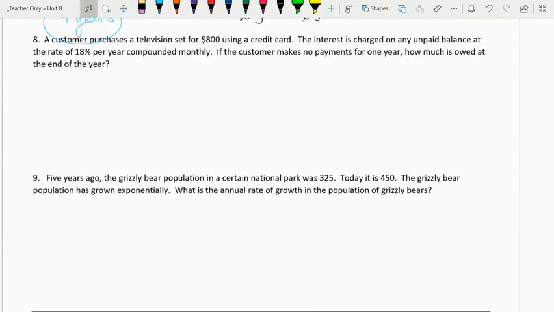Number 8. A customer purchases a television set for $800 using a credit card. The interest is charged on any unpaid balance at a rate of 18% per year compounded monthly. If the customer makes no payments for 1 year, how much is owed at the end of the year? So again, we're talking compounded. So we're using our compound interest formula.